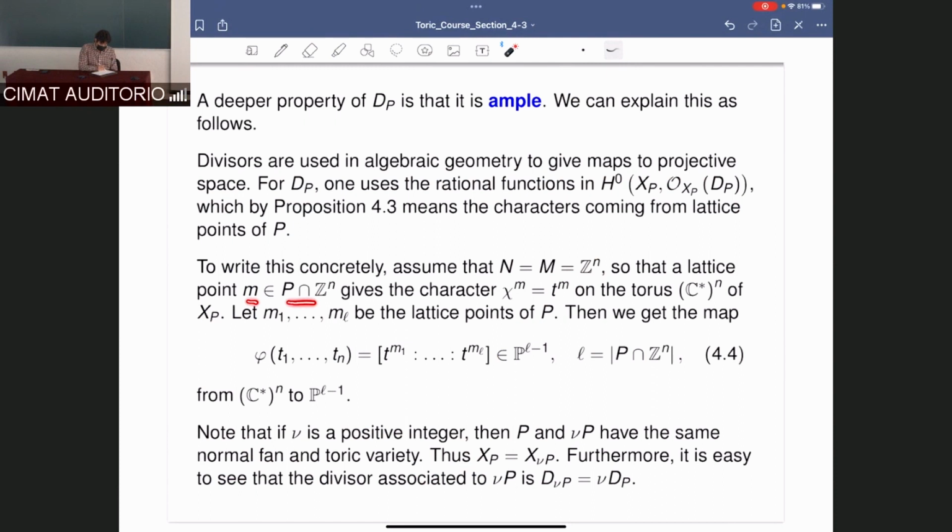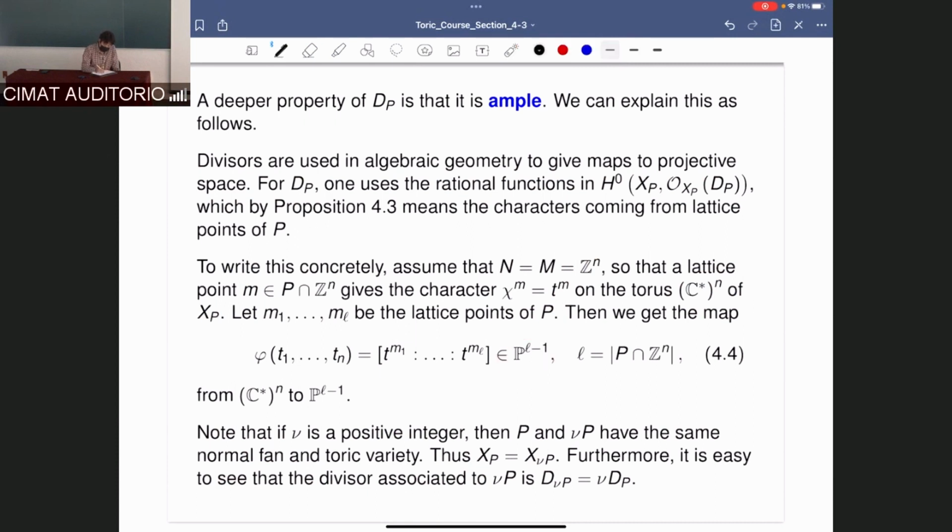Each integral point in there gives you a concrete function that looks like T1 to the M1 times T2 to the M2, and so on, in the torus. If I call T1, T2 to Tn the coordinates, we are abbreviating that as T to the M. But remember, this T has n entries, and this M also has n entries. So this notation is like T1 to the first entry times T2 to the second entry, and so on. Use those as the coordinates to map to projective space.